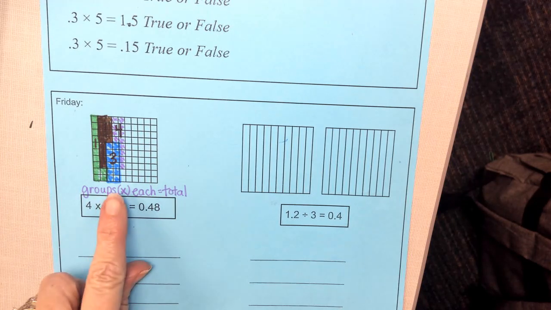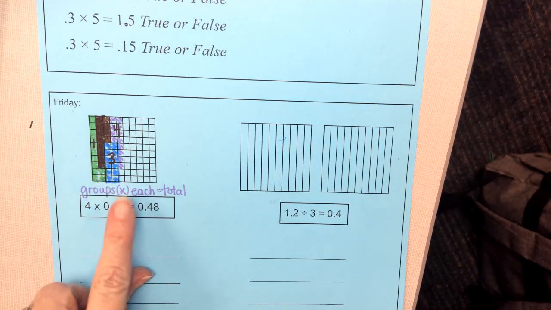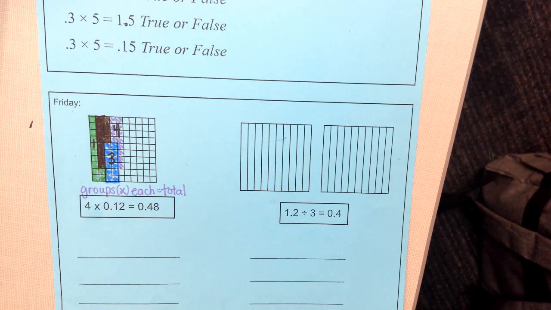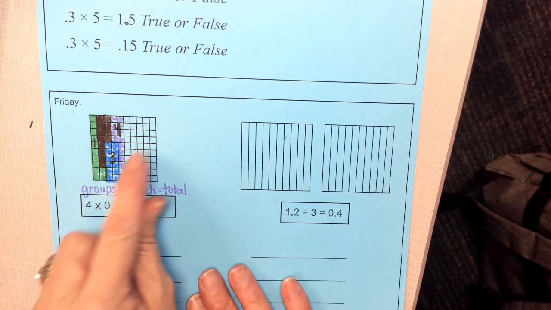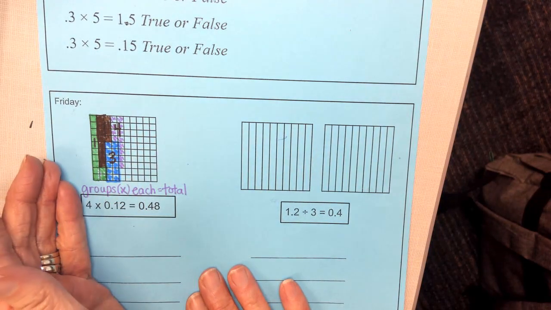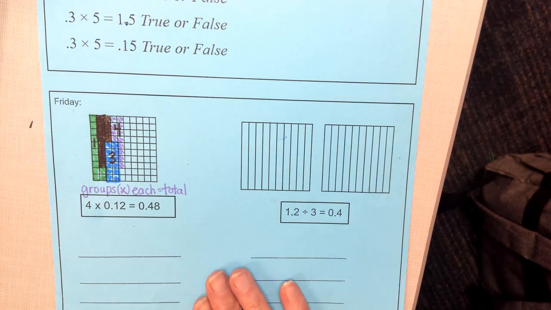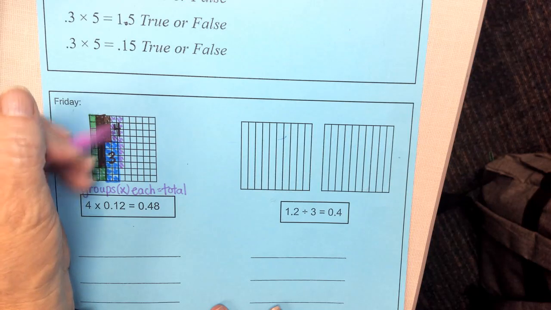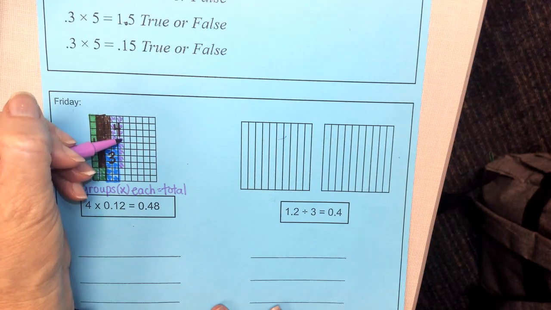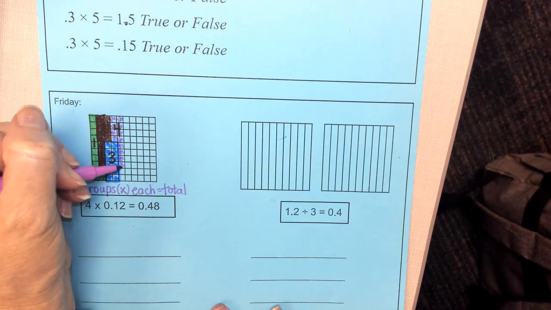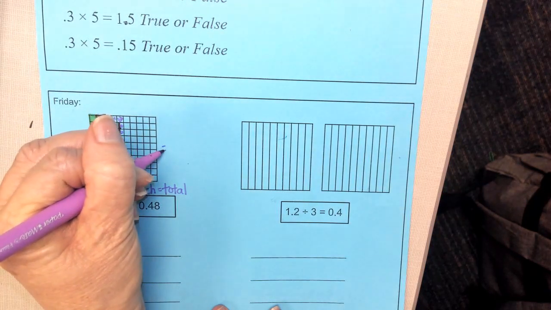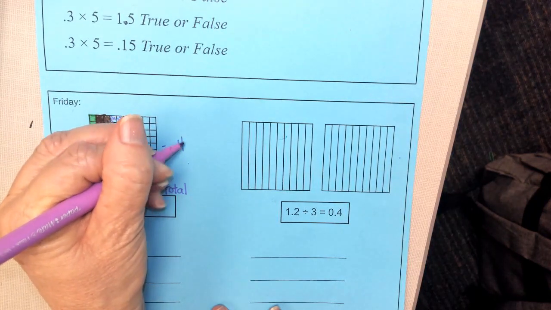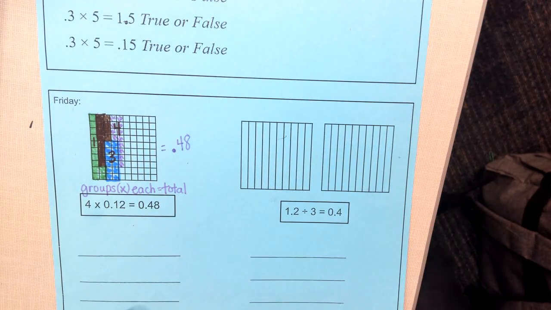So it's easy to see that we have 4 groups of 12 hundredths each. What is my total going to be? Yes? 48. And actually that is modeled in my model right now. If I were to count these, this would be 10, 20, 30, 40, 41, 42, 43, 44, 45, 46, 47, 48. So this model is showing me 48 hundredths, and I'm going to label that here.